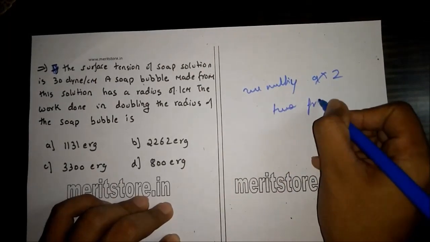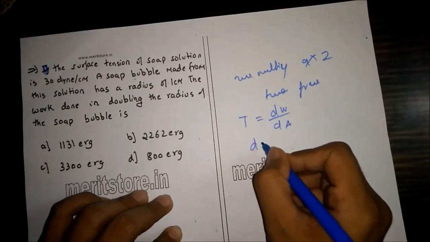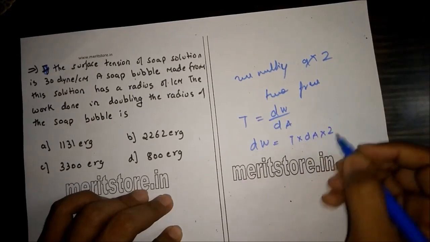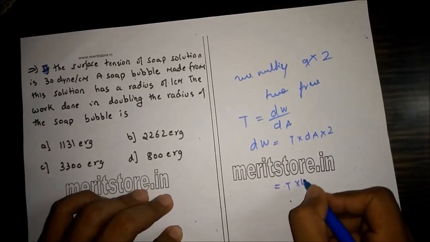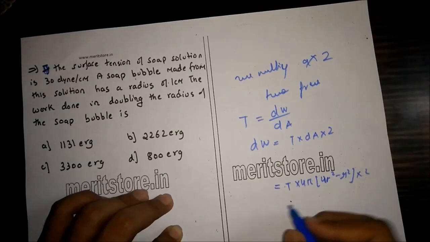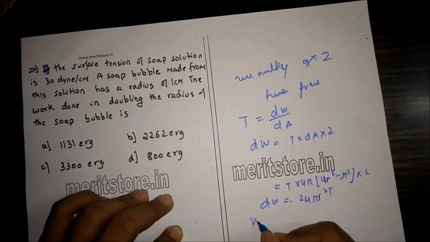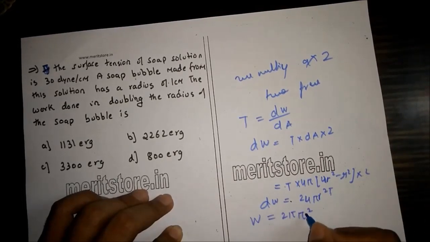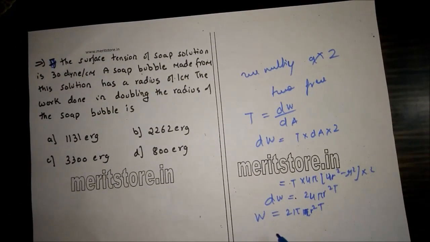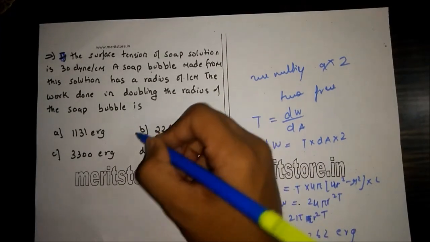Therefore, the surface tension is given by T is equal to the work done upon the area. Therefore, we need to find the work done in doubling the radius, which is equal to T into dA into 2, which is equal to T into 4 pi into 4r square minus r square into 2. Therefore, dW is equal to 24 pi r square T. Therefore, the work done is 24 pi r square T. On substituting the values of pi, r and T, we'll get the answer as 2262 ergs. Therefore, the correct answer here is option B.